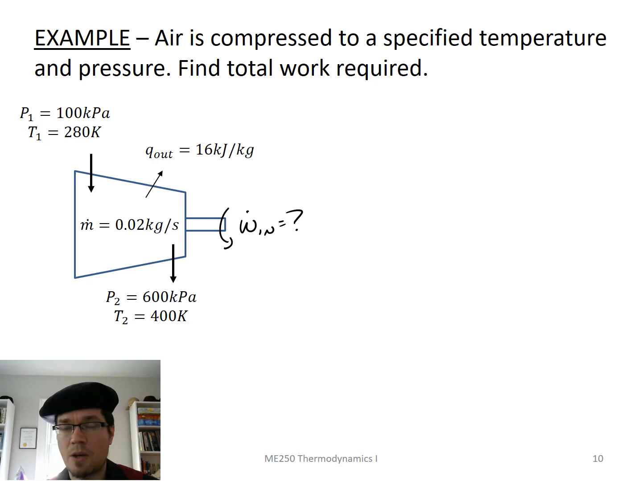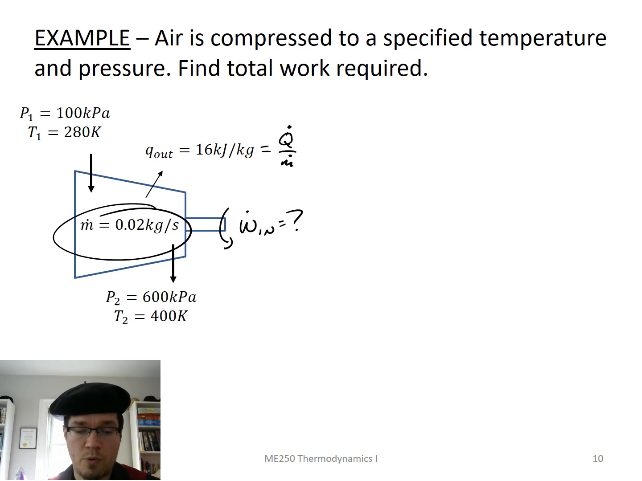And that might seem like a weird unit there. What that is, it's the rate of heat transfer Q divided by the mass flow rate. We're given the mass flow rate of 0.02 kilograms per second. At atmospheric densities, that works out to about 20 liters per second. Well, it's always 20 liters per second for air.